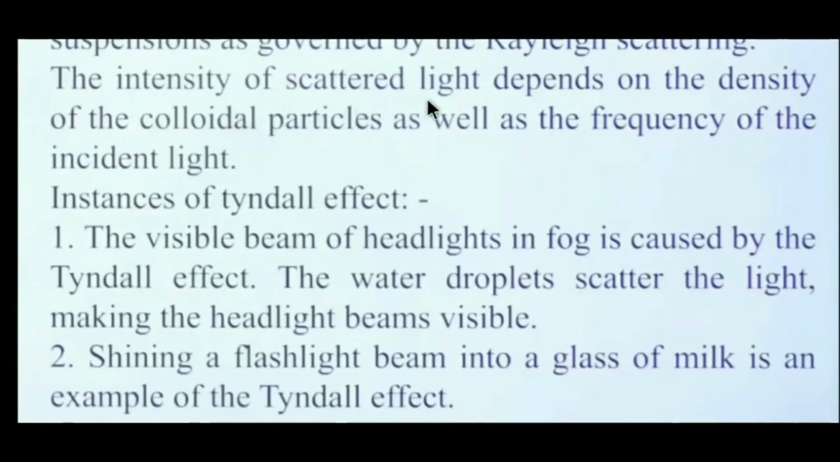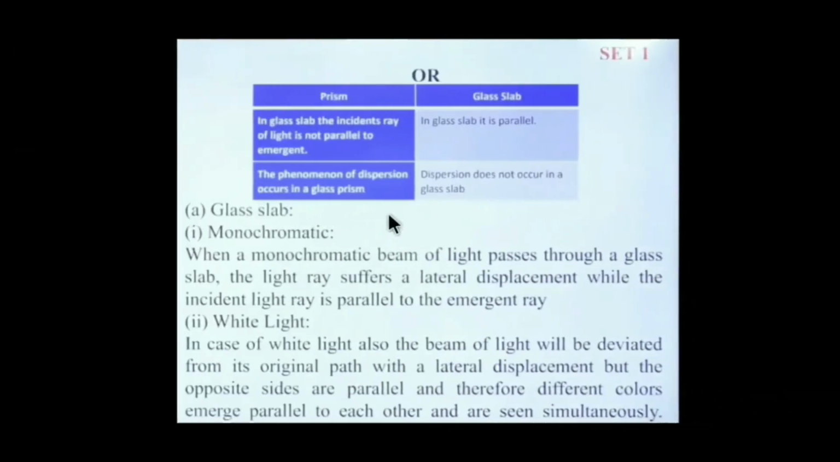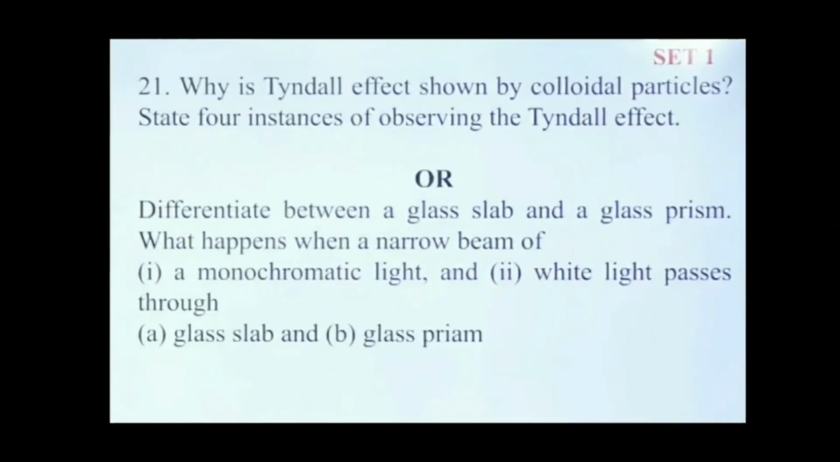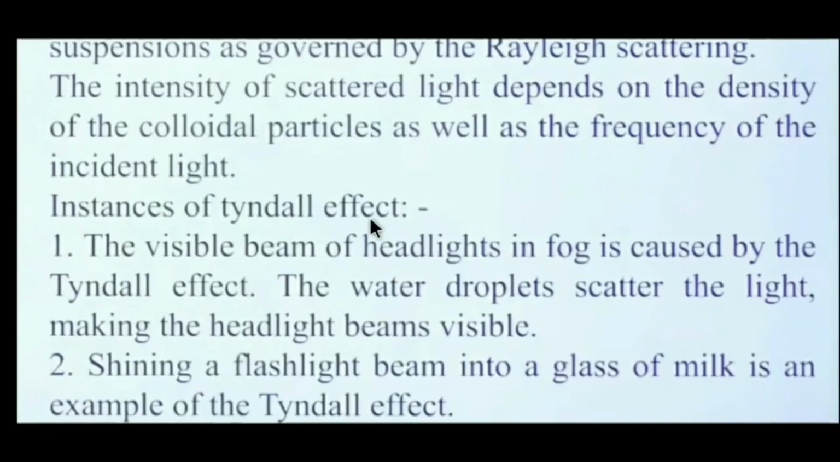The intensity of scattered light depends on the density of the colloidal particles as well as the frequency of the incident light. Instances of the Tyndall effect: the visible beam of headlights in fog is caused by the Tyndall effect. The water droplets scatter the light, making the headlight beams visible. Shining a flashlight beam into a glass of milk is an example of the Tyndall effect.